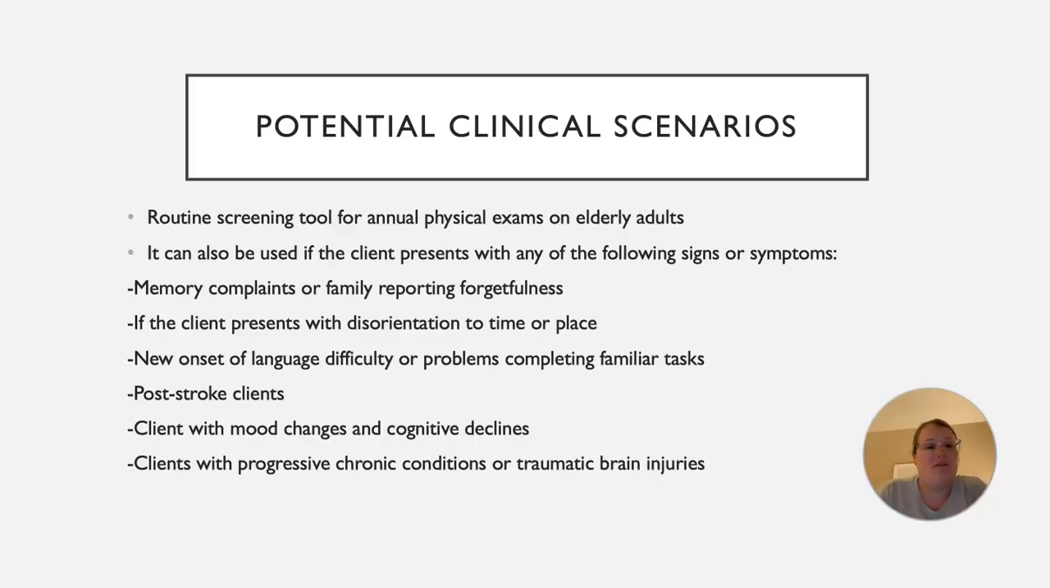or more impulsive, and clients who have chronic conditions or traumatic brain injuries will also often receive this test just to track their progression over time. Those chronic conditions would be things like Huntington's disease or Parkinson's disease.